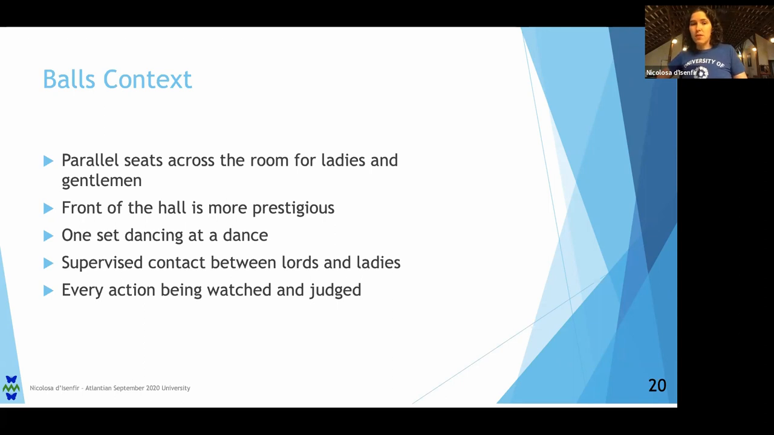We talked about earlier, there's typically only one set of people dancing at a time, which gives everybody else the chance to watch and observe and notice every move you are making. So that's why we have such rules to make sure that you are behaving properly, or improperly if you would like to be the talk of the town.